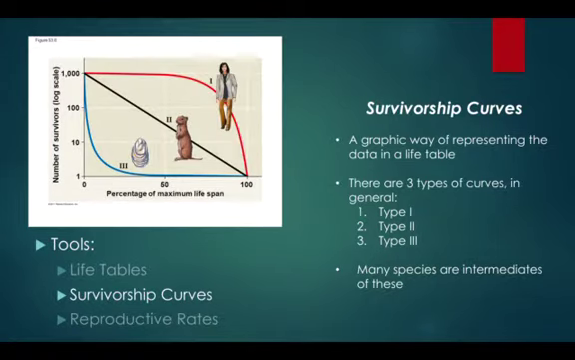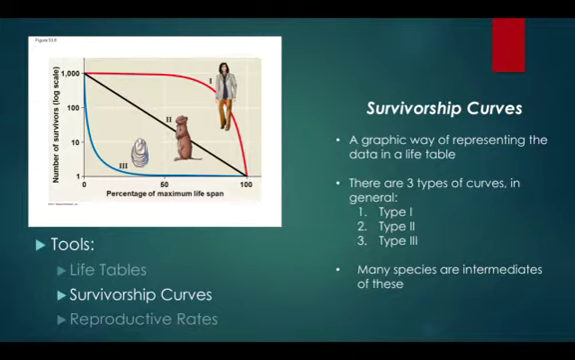So here are 3 different types of curves. Human beings are a type 1. We have high survivorship, so many survivors throughout the majority of our life. We have high survivorship throughout our lifetime, and then a steep drop off at the end. This is going to be people between 80 to 100, 110 now, because human lifespan is drastically increasing.